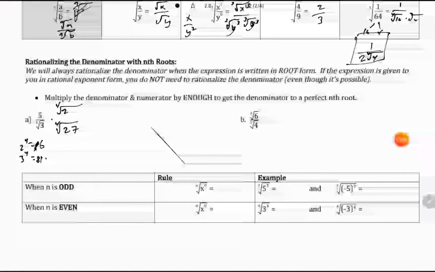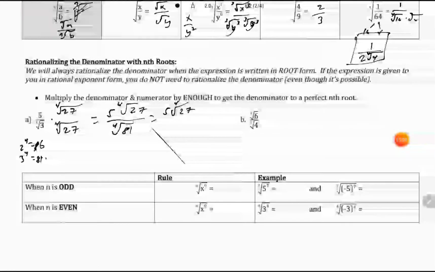Okay. What I do to the bottom, I must do to the top. So I have 5 times the 4th root of 27 up here. And then when I combine these, I will get the 4th root of 81. Which means this will become 5 times the 4th root of 27. And then on the bottom, we'll just get 3.